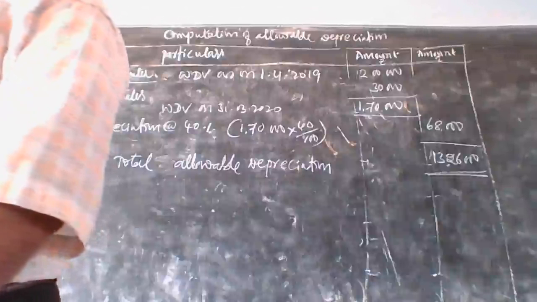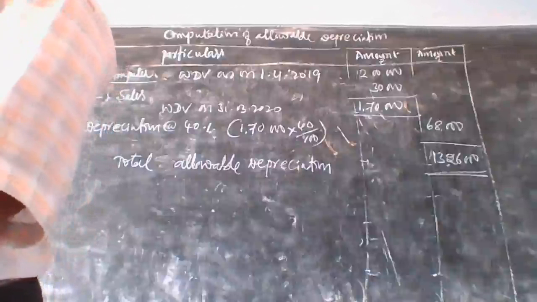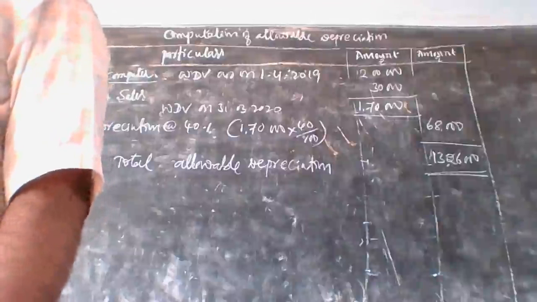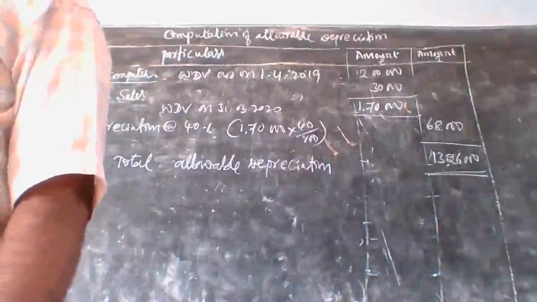Sale. A computer was sold for rupees 30,000 in January 2020. Cost, whatever may be the cost.